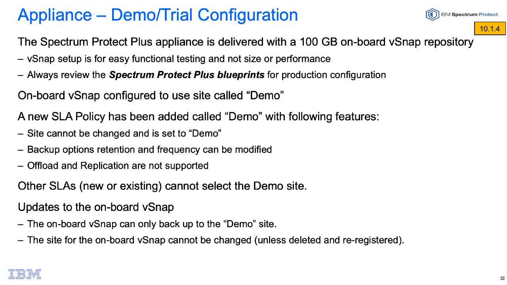You will still get your normal gold, silver, and bronze SLAs, but they will not be allowed to be assigned to the demo site. They will be assigned to a site called primary by default, and that's what you'll use. So that's how the product will be delivered out of the box, the OVA or the Hyper-V download.